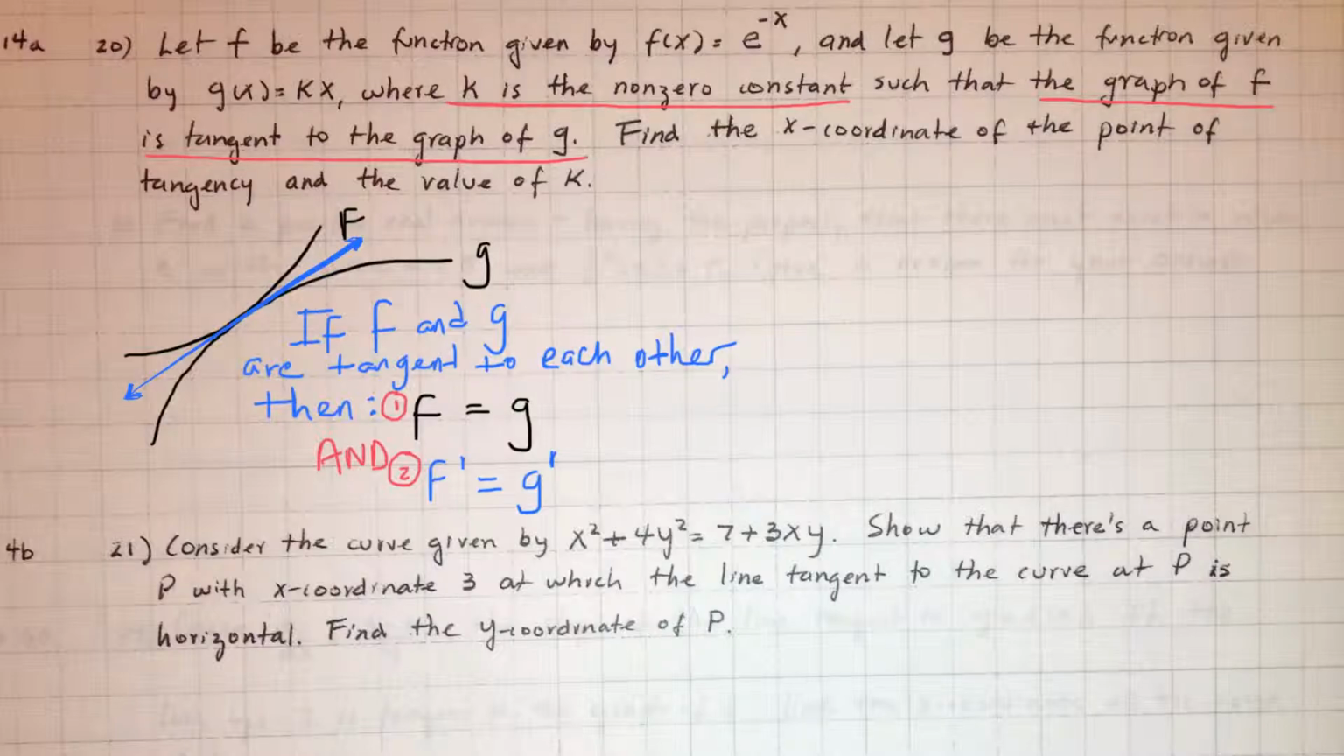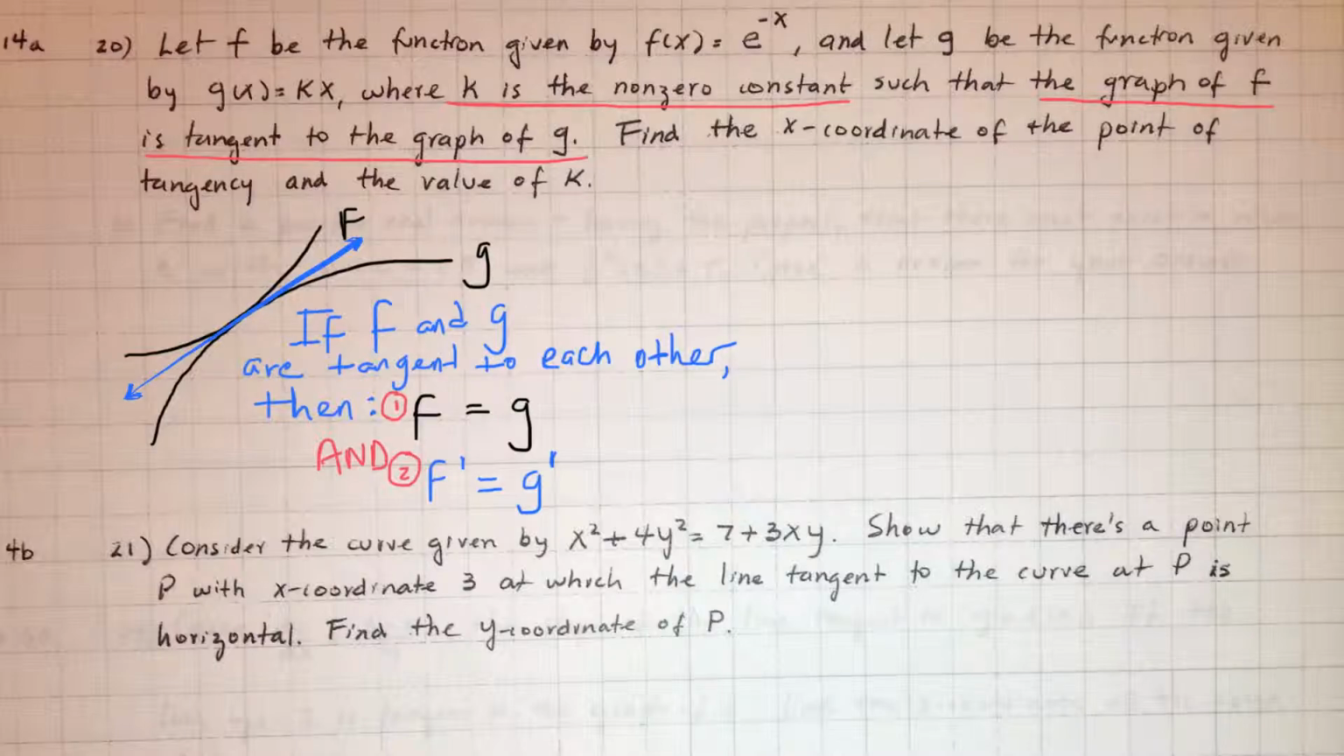Please go back, take your time, pause the video if you need to, make sure you understand this. This is a statement that was not said in class, but aren't you glad you're watching the video now? If f and g are tangent to each other, then f has to be equal to g because they intersect, and since they have the same tangent line, there's no way you could draw any other tangent line there, then f prime has to be equal to g prime.